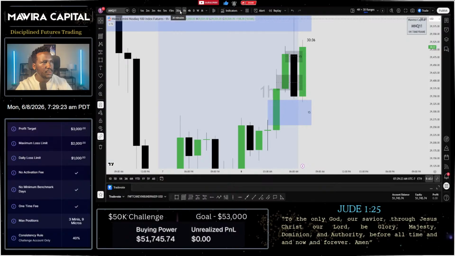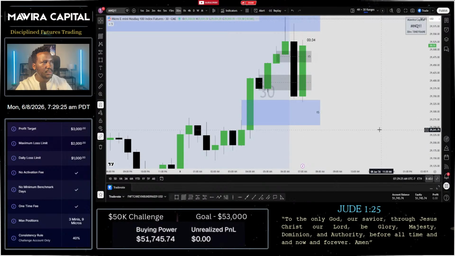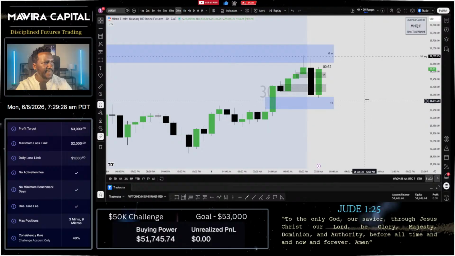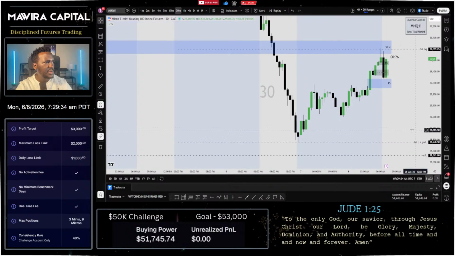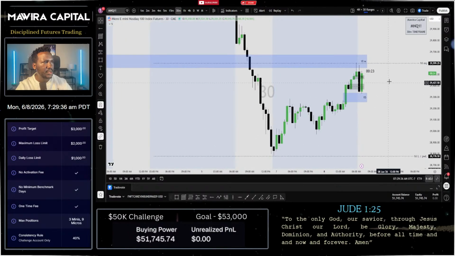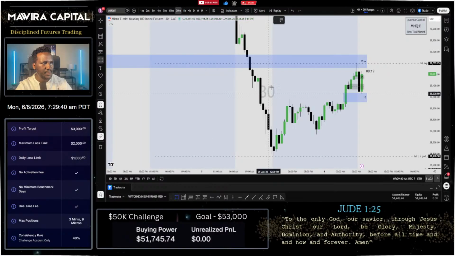Okay. Let's look at the 30-minute candle here real quick. I need to look in terms of breakers. So I could also use this one on the 30-minute.